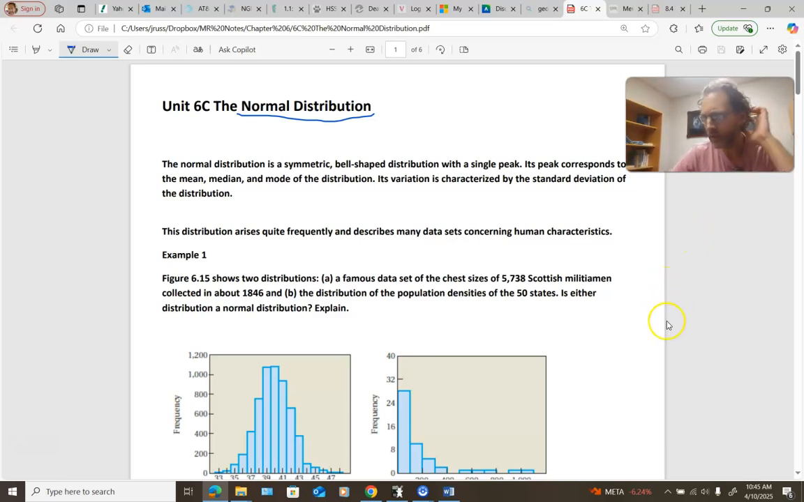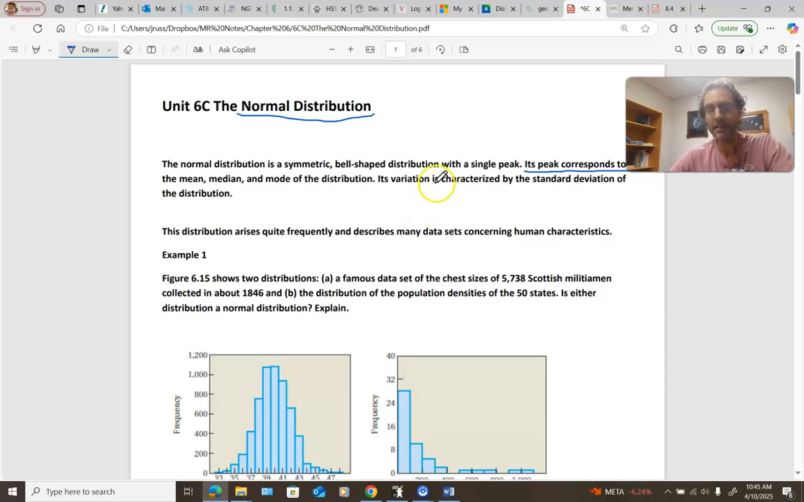tails. We looked at some other distributions like left skewed or right skewed, left tailed, right tailed, or other names for them. But we're just going to zero in on this particular distribution, the normal distribution, and talk about some of its properties. One thing, if you recall, the peak of the normal distribution corresponds to the mean, the median, and the mode of the actual distribution.